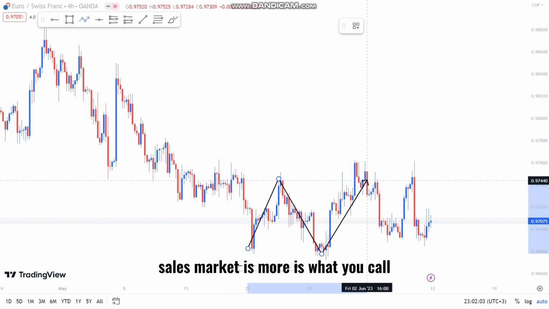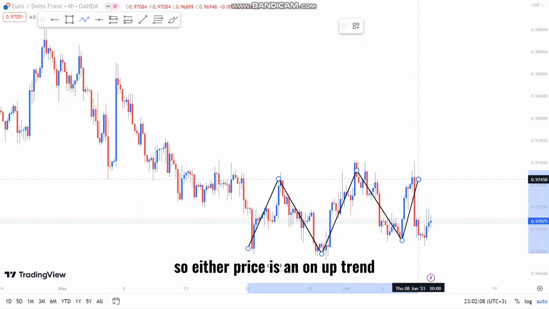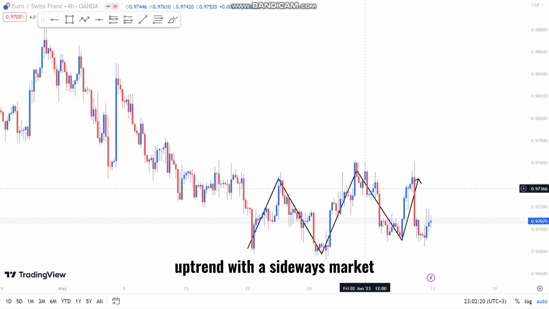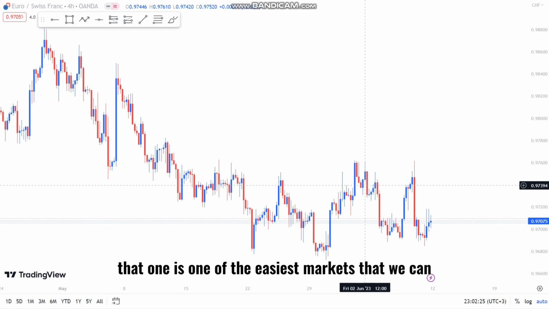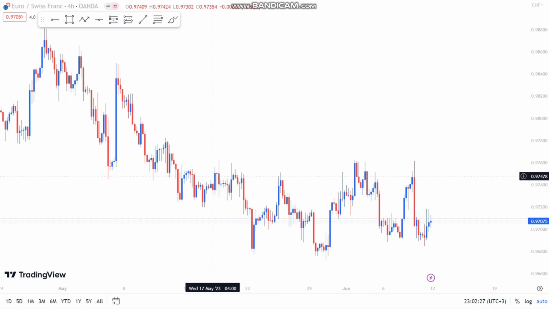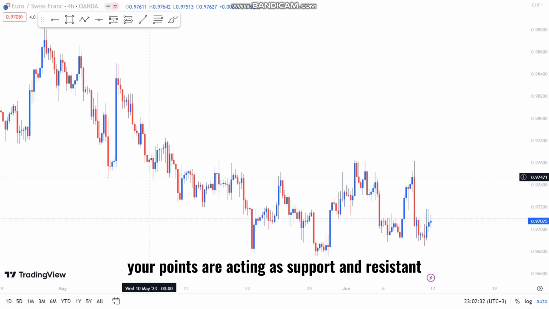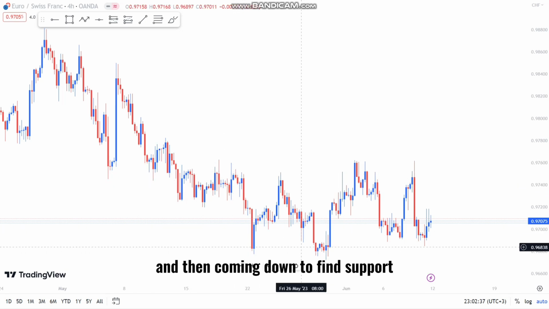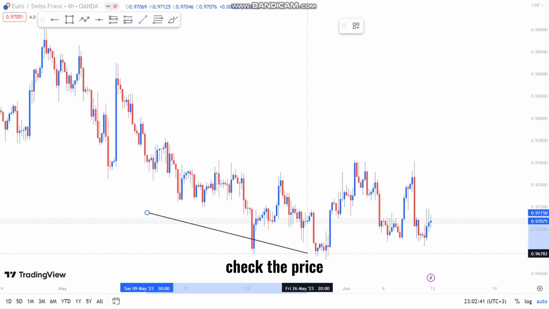A sideways market is what most of you guys call a ranging market. Either price is in a downtrend, uptrend, or a sideways market. Whenever you have a sideways market, that is one of the easiest markets when you are trading. All you have to do is draw out your major points, your points that are acting as support and resistance. Price is coming up and failing to break this part and then coming down to find support. As you can see right here, price comes up here, goes back down here. So the process just keeps on happening.